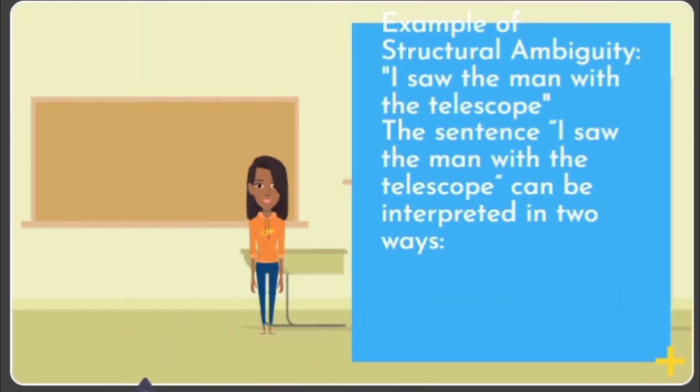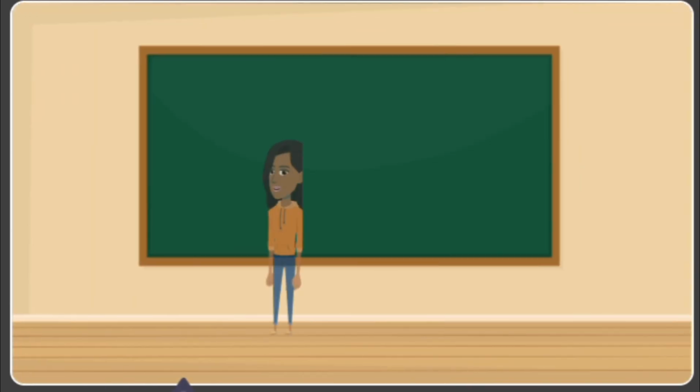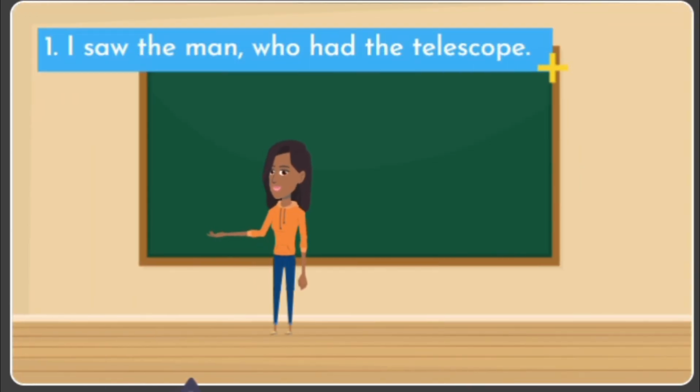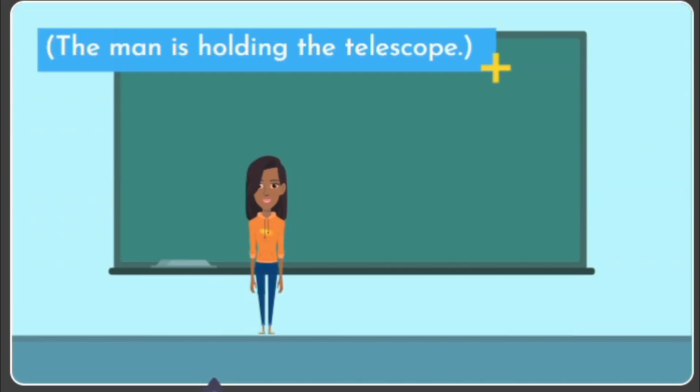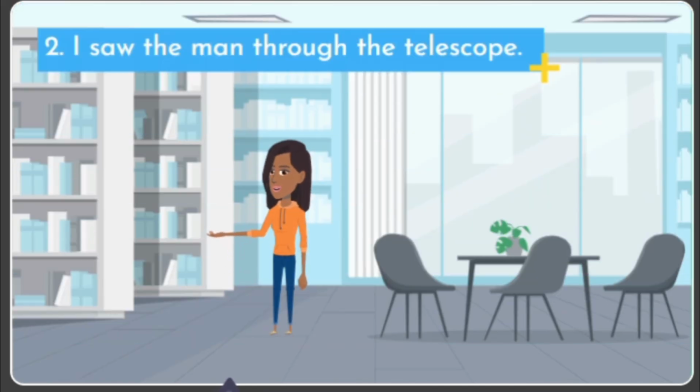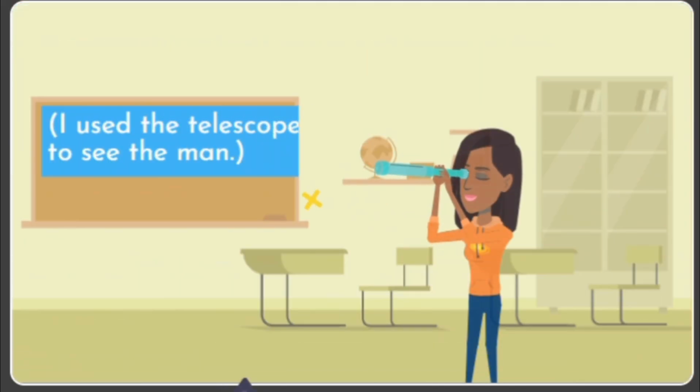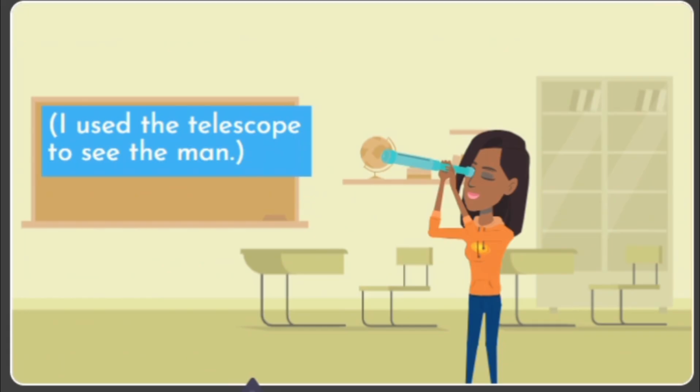Example of structural ambiguity. "I saw the man with the telescope." The sentence can be interpreted in two ways. One, I saw the man who had the telescope. The man is holding the telescope. Two, I saw the man through the telescope. I used the telescope to see the man.